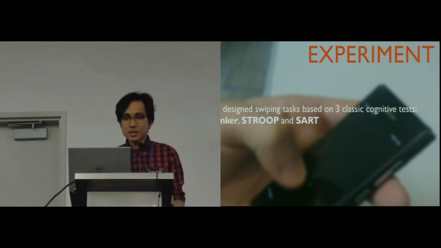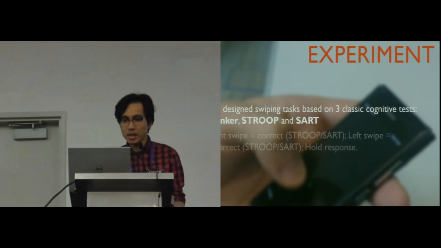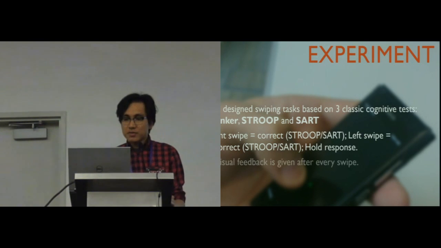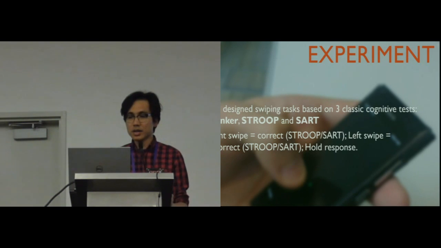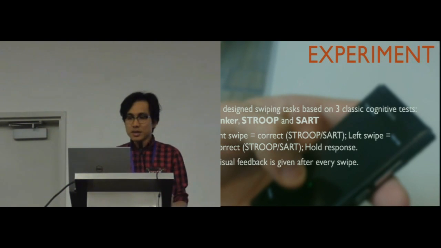To do so, we designed a swiping task based on three classic cognitive tasks, namely flanker, Stroop, and SART. In this swiping task, the goal is to swipe and respond to the stimulus shown on the screen. For flanker, the swipe direction must follow what is being shown on the screen. But for Stroop and SART, the task is to swipe to the right if the correct stimulus is shown and swipe to the left if otherwise. We also use another response, which is a hold response, when we show an unrelated stimulus on the screen. We gave feedback in the form of a correct message after every swipe. The goal of the experiment is to induce swipe mistakes in the most realistic manner possible.